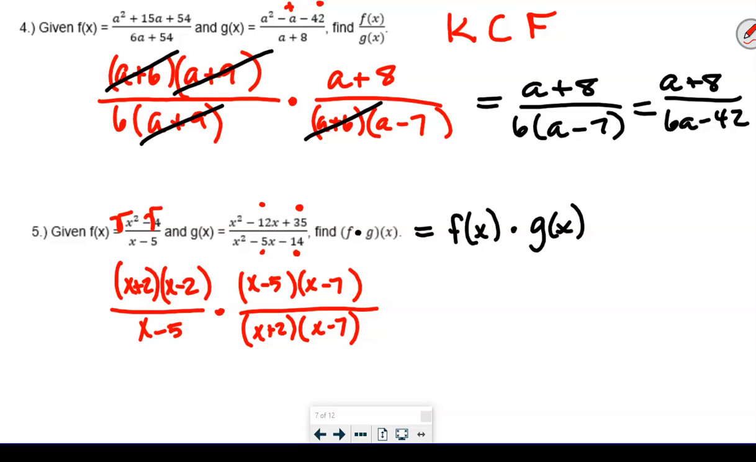So now we can cross out what's repeated in the numerator and denominator. We have an x plus 2, x plus 2. We have an x minus 5 and x minus 5. And we have an x minus 7 and an x minus 7. So the only thing that's left, y'all, is that x minus 2.